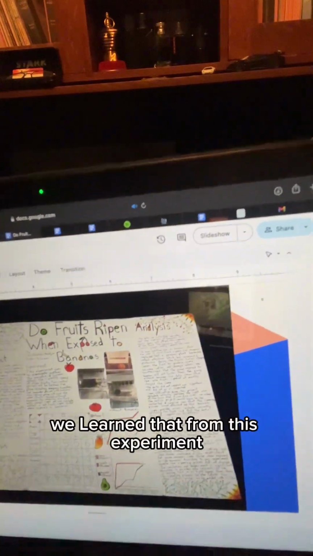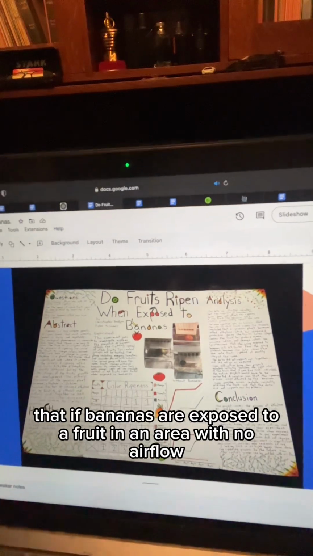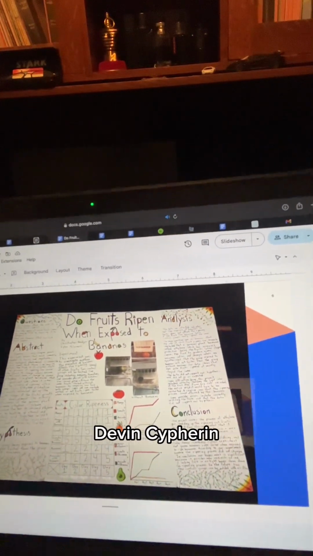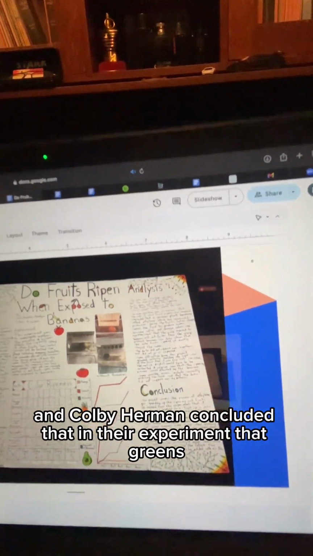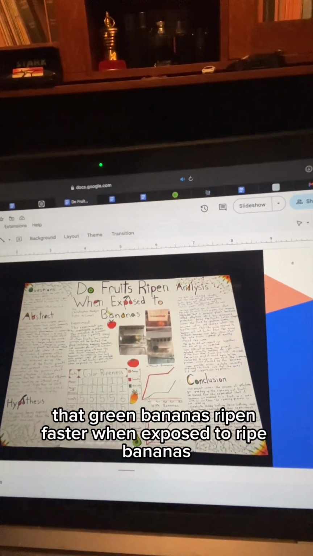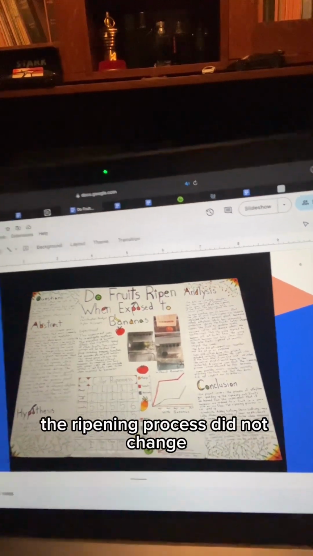We learned from this experiment that if bananas are exposed to a fruit in an area with no airflow, the ripening process is not sped up. Scientists Ashley Seifring, Devin Seifring, and Colby Herman concluded in their experiment that green bananas ripen faster when exposed to ripe bananas. According to our experiment, however, the ripening process did not change.